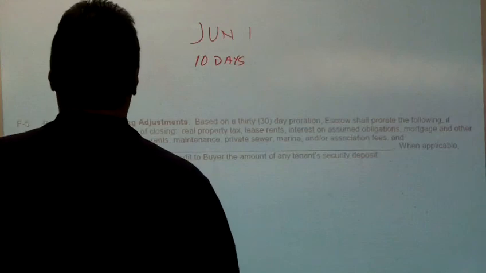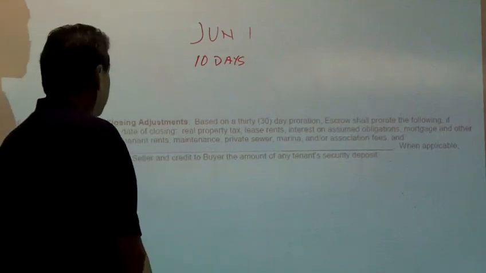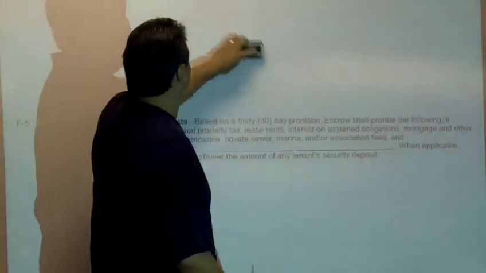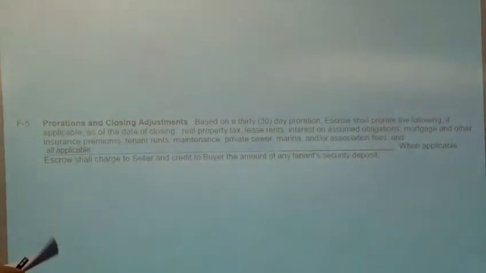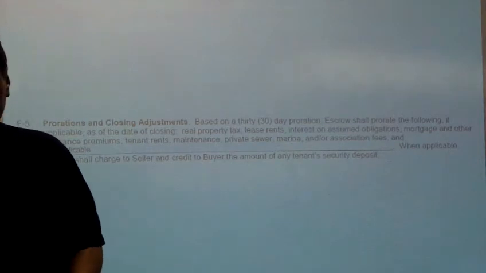F5, prorations. Prorations and closing, so it says here, prorations are based on a 30-day proration, escrow shall prorate everything, and so on. So this is just saying that anything that's prepaid is going to be prorated as of the date of closing. Okay?